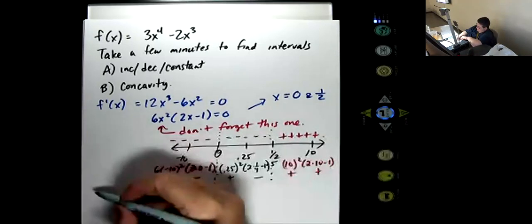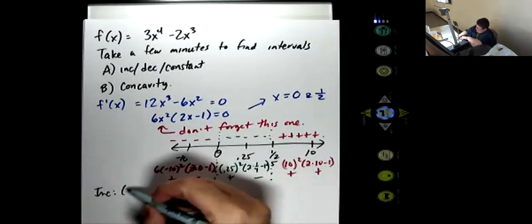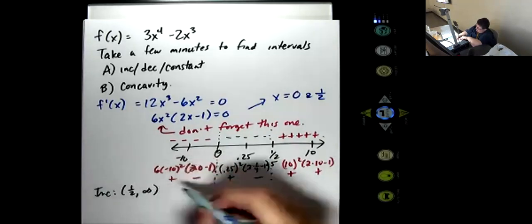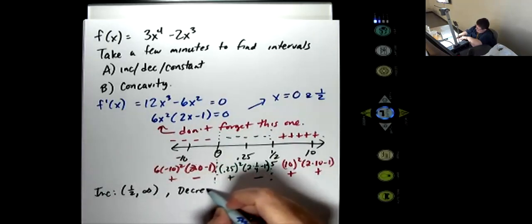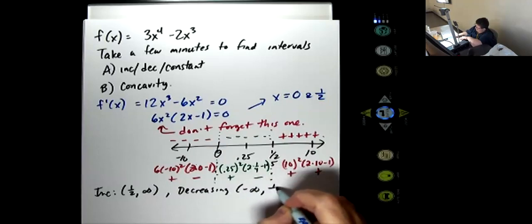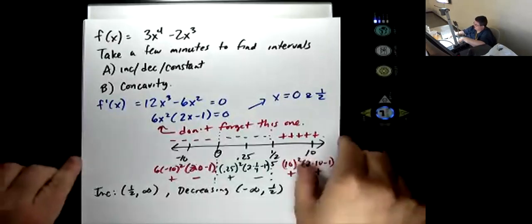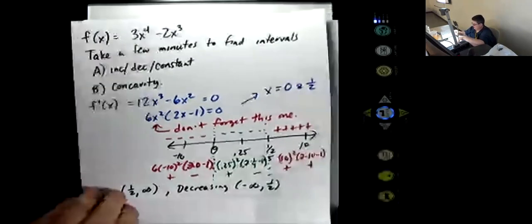So it's increasing from 1/2 to infinity. And it's decreasing from negative infinity to 1/2. Now we take a look at concavity.